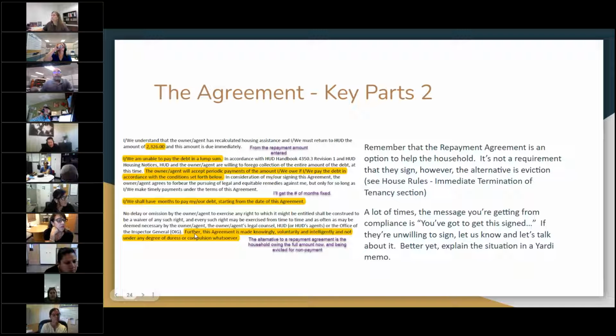And then here, this last sentence, further, this agreement is made knowingly, voluntarily, and intelligently, and not under any degree of duress or compulsion whatsoever. It's a key thing to add. The flip side of that is, you do not have to sign a repayment agreement. If you do not, then you owe $2,376, whatever the amount is.